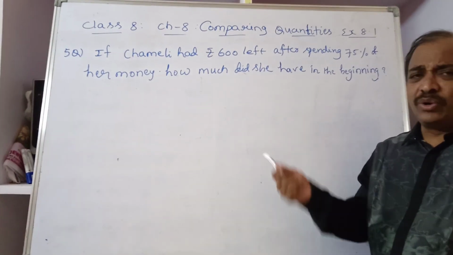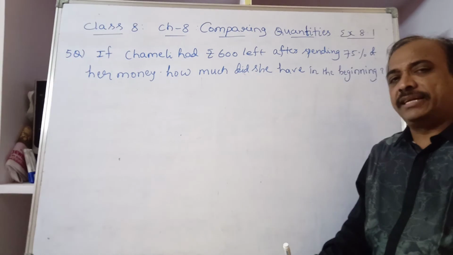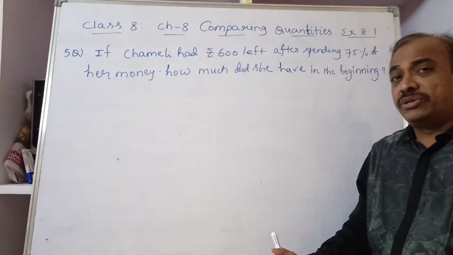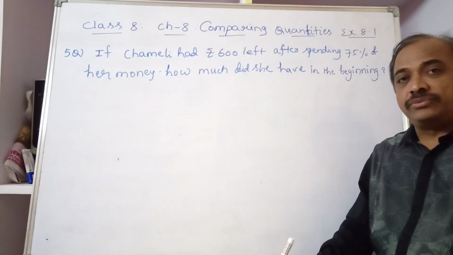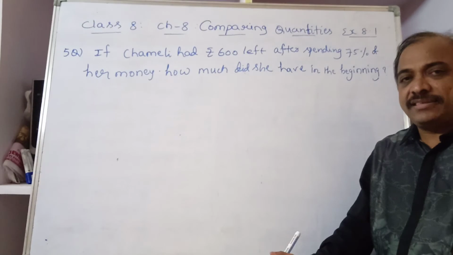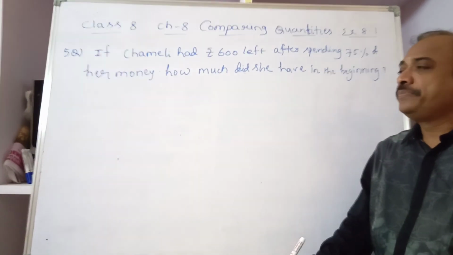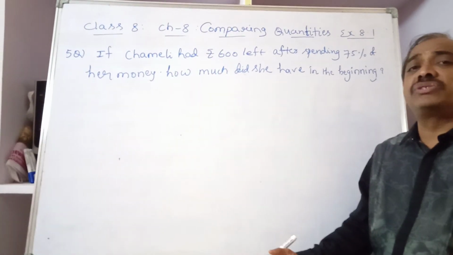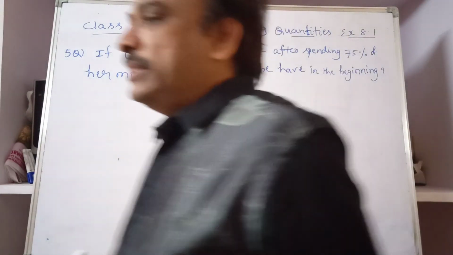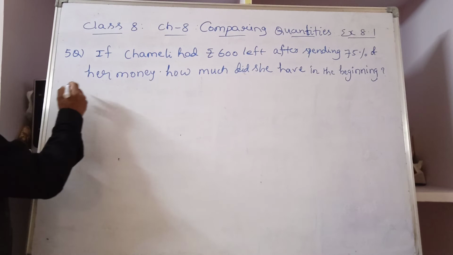So we don't know that. Let us take the amount she had in the beginning. When unknown terms come, what do we do? Yes, we assume some variable, correct? You are right. Let the amount she had be rupees X in the beginning. In the same way, we will also start.